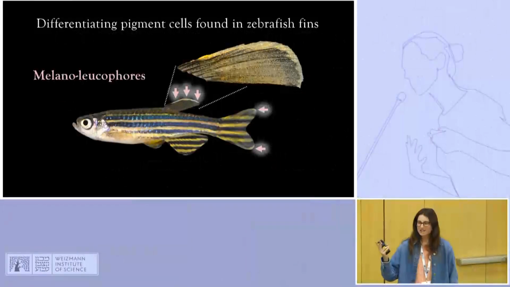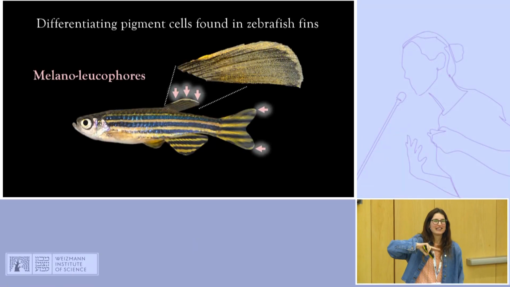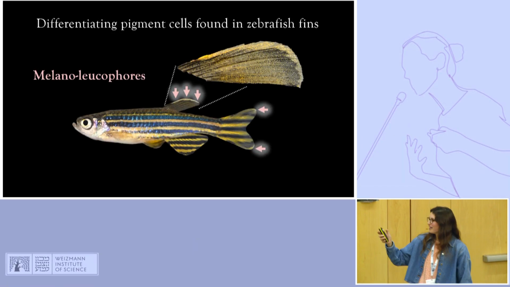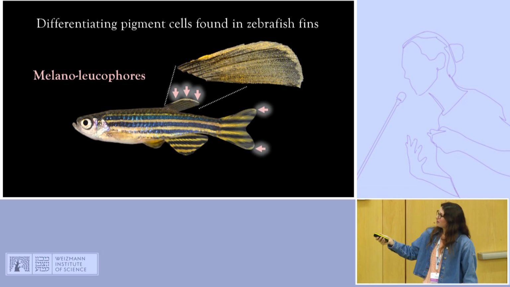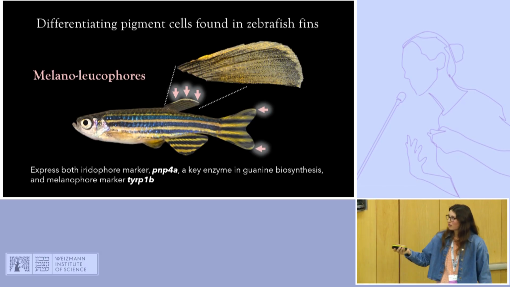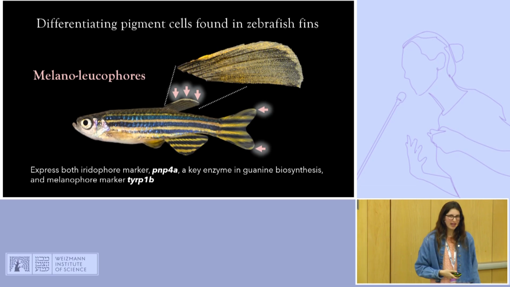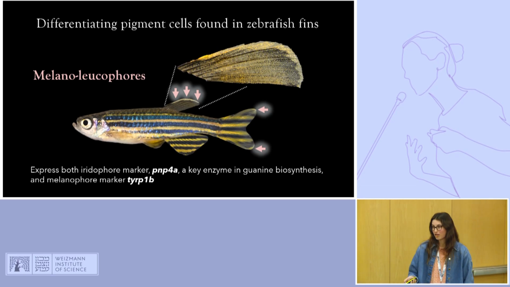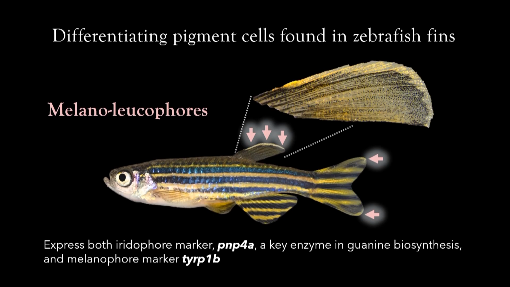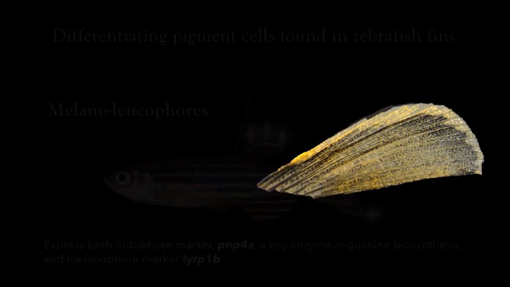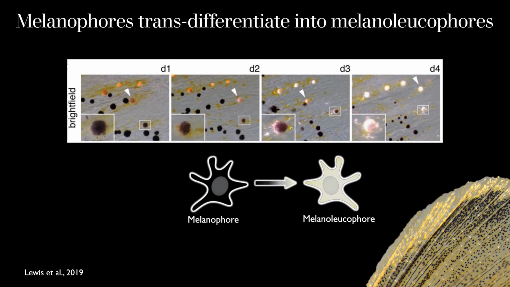And the melanoleucophores are found in the distal edges of the dorsal fin and also in the tips of the tail. And they were shown to express both the iridophore marker, PNP4A, and the melanophore marker, TIRP1B, which I just mentioned. And probably the most interesting aspect of these cells is that they perform some sort of transdifferentiation. So they start off as this black, brownish cell, and they shift into this white, shiny, and reflective cell.